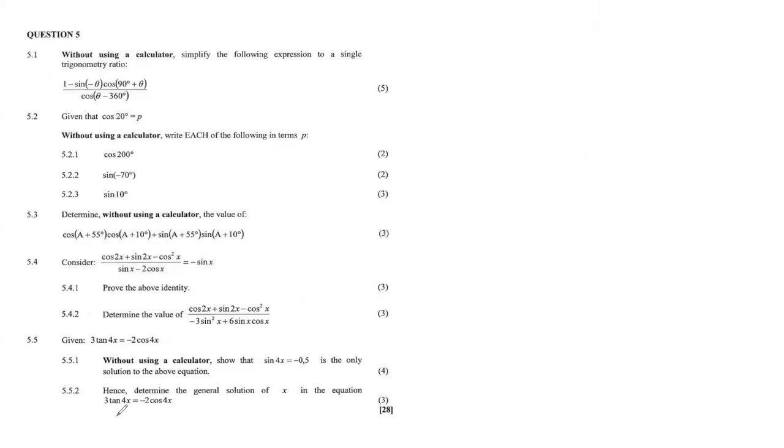Then let's come to 5.5.2. It says hence, remember hence means from whatever you have proven above, use that to answer this question. So it says, hence determine the general solution of x in the equation 3 tan 4x is equal to negative 2 cos 4x, right? So the hence part simply means that we have already proven from above that the only solution that we have is sine 4x is equal to negative 0.5. So that means this is what we'll be using to calculate our general solution.